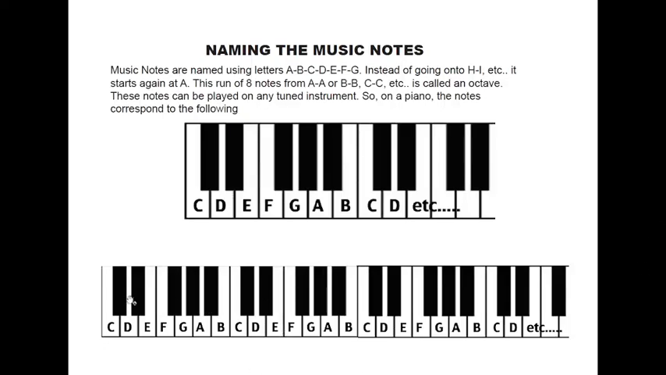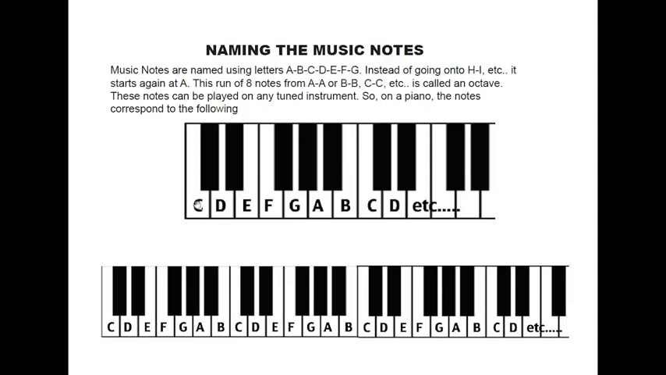So, what do you need to understand here? Before every 2 black notes, the note below is C. Look at these 2 black notes. This is C. Look at these 2 black notes. So this is C. This is C. So how are we going to name?